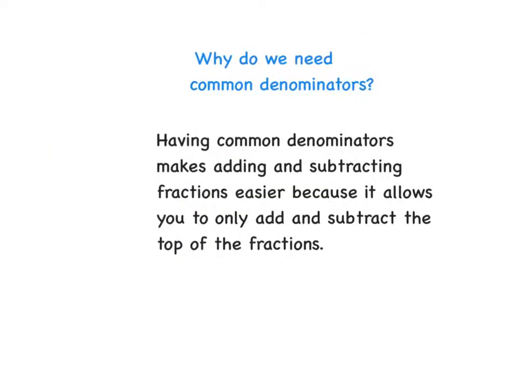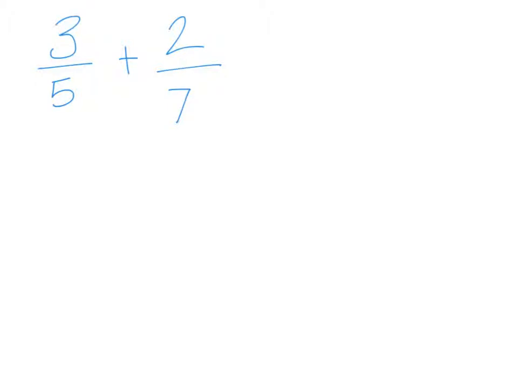Why do we need to use common denominators? Having a common denominator makes adding and subtracting fractions easier because it allows you to only add and subtract the top of the fractions. To find common denominators, we have to think, what is a multiple of both of those denominators? Our denominators here in this fraction are 5 and 7, so I thought a common denominator would be 35.